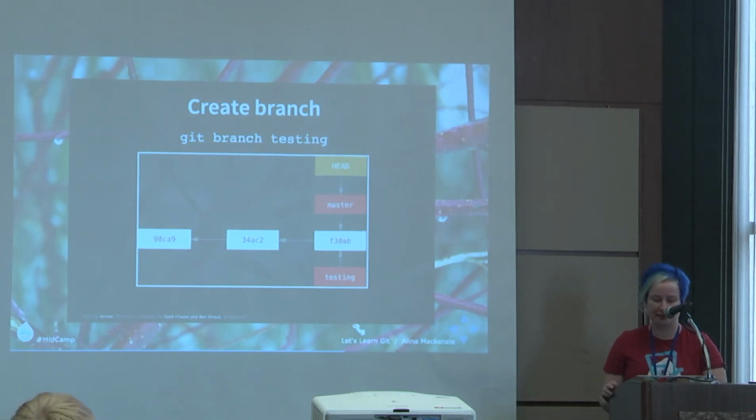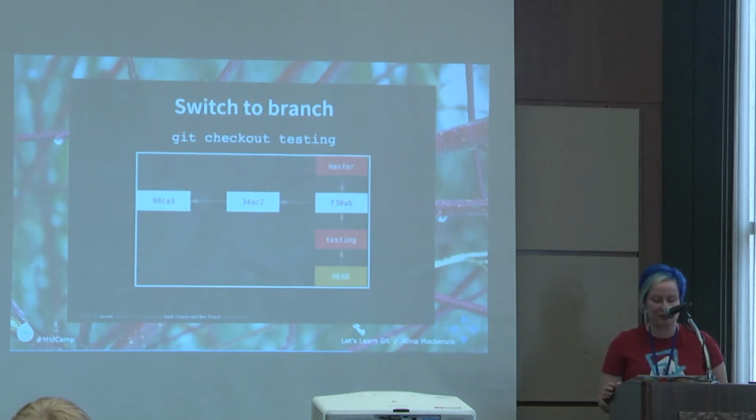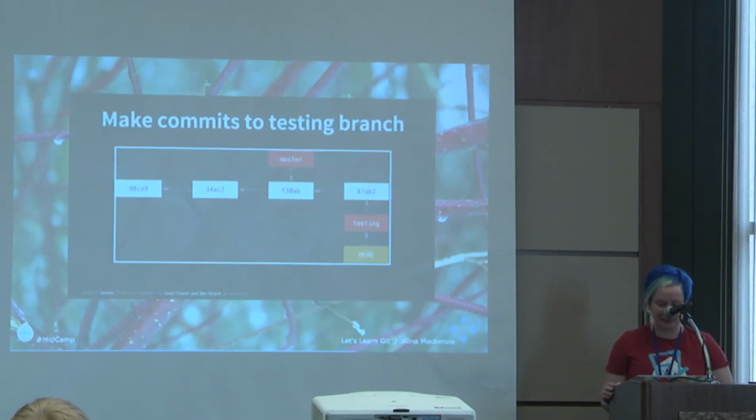So we are currently on the master branch, and we just created a second branch, which also points to the same commit. Great. Not very exciting so far. So let's switch to that branch with git checkout testing, and now we see that the HEAD pointer has moved towards testing. Still not very exciting. Okay, now let's make some commits to the testing branch. And now we see that while master remains at F30AB, we have moved forward.